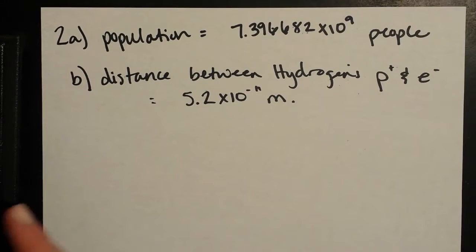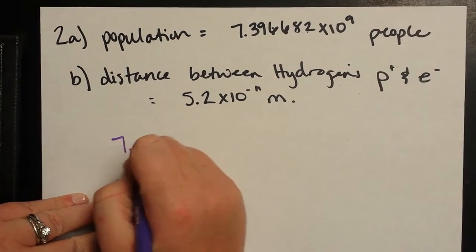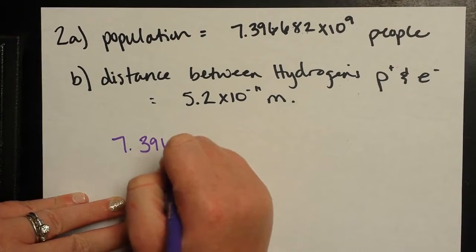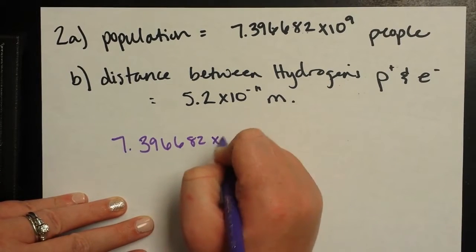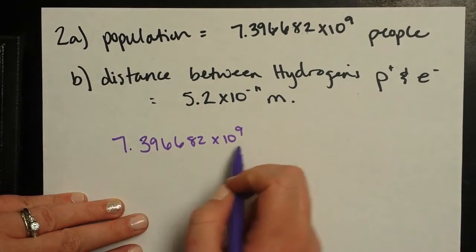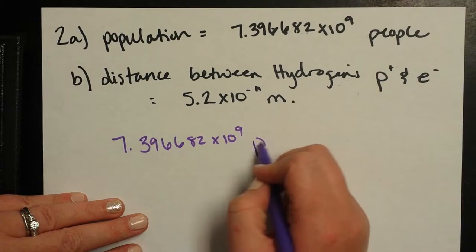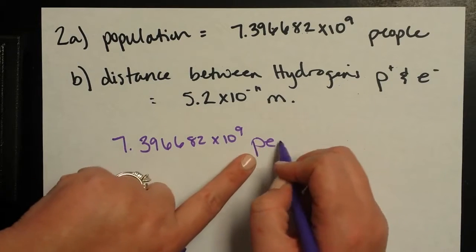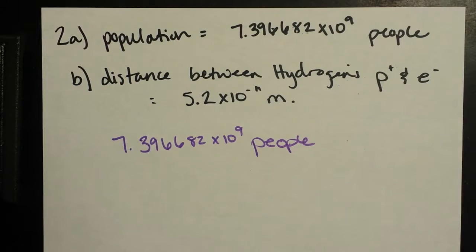Okay, so if we're looking at the Earth's population, 7.39662 times 10 to the 9. And it's not a population unless you're talking about something. So there's that many people that make up Earth's population.